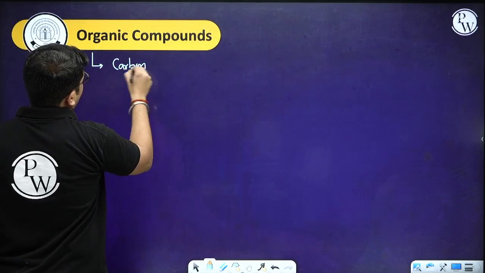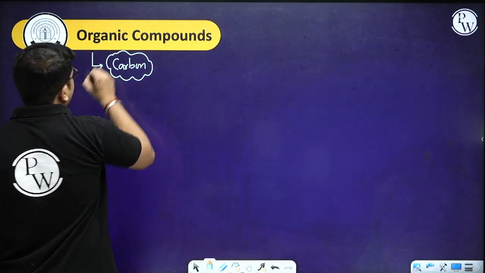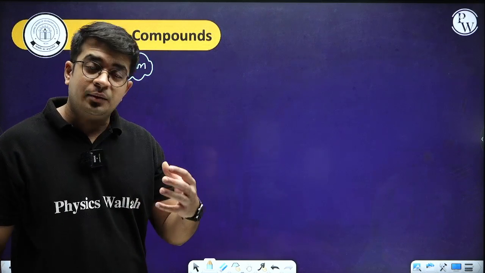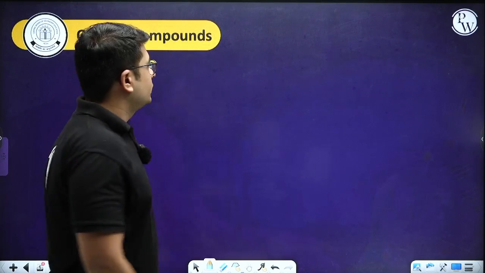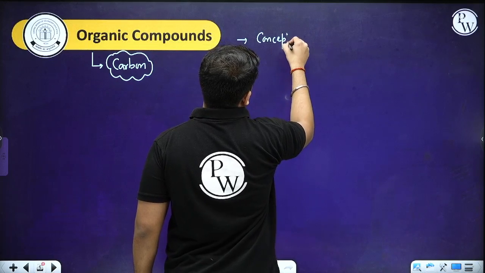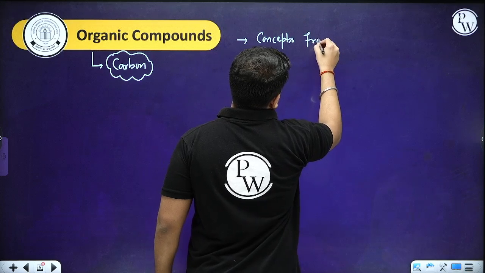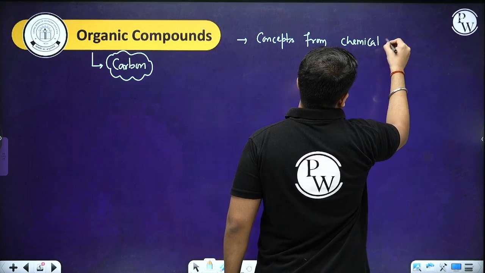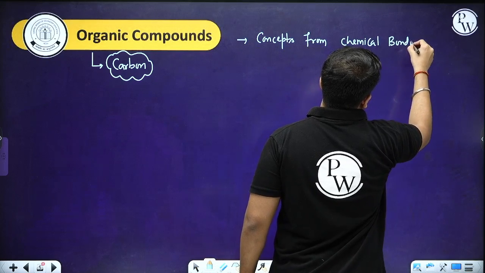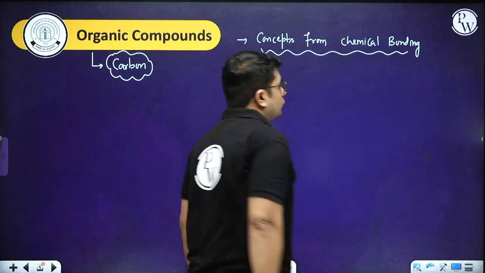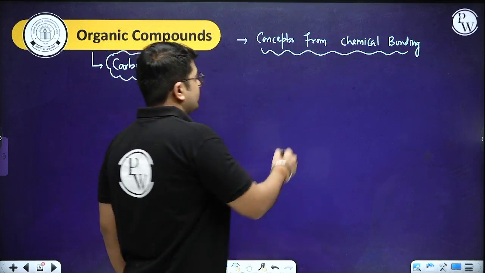In the case of carbon, if I talk about these types of compounds, first of all, you need to understand some concepts from chemical bonding itself. So I am using certain concepts from chemical bonding. What are the concepts which we are going to discuss in this particular case?